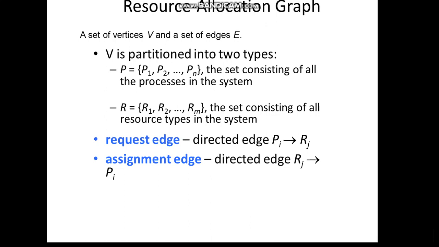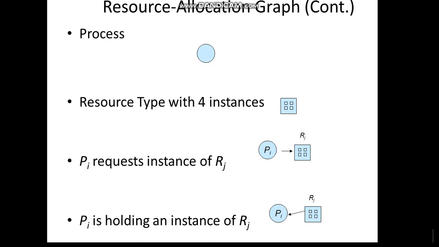Then we are using two types of edges here, both of them directed edges. One is the request edge, from the process to a resource, and the other is the assignment edge, from the resource to a process. If a resource has been allocated to a particular process, then we plot a directed edge from the resource to the process. A process is indicated with a circle like this, and a resource type with multiple instances is shown like this.